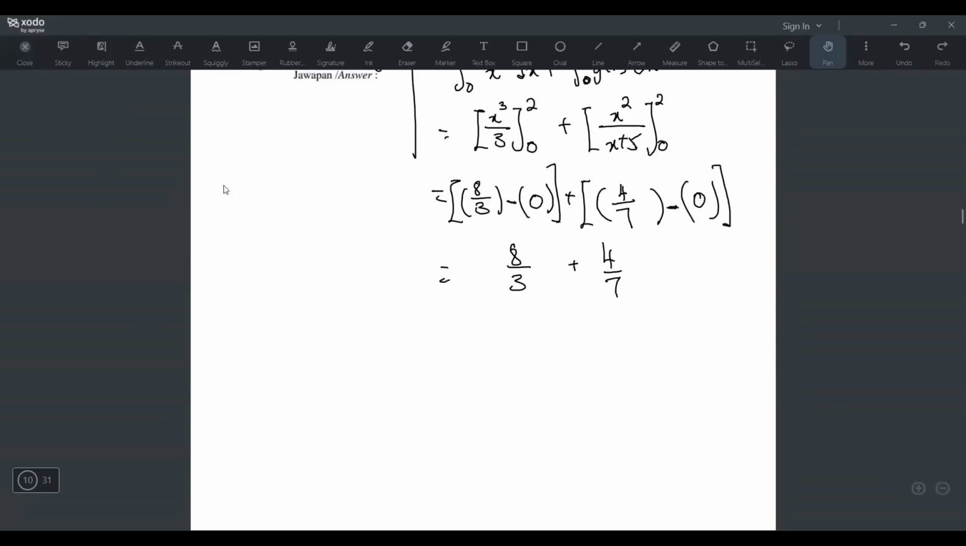Now you just plus these two in your calculator, and then you should be able to get your answer already. Okay, my calculator gives me 68 over 21. So that is the answer. Okay, done.